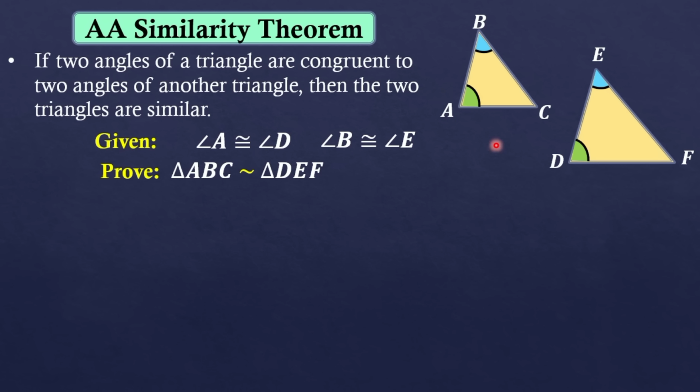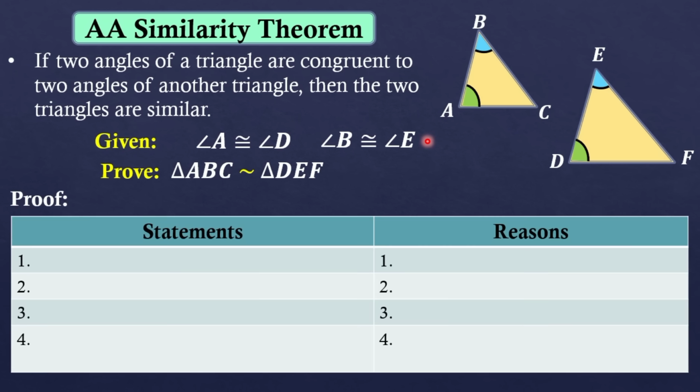So, ang given lang po natin is angle A is congruent to angle D and angle B is congruent to angle E. So, let's do the proof. So, when we are doing or giving a proof, so you must have the statements and the reasons. Okay? So, first, we have angle A is congruent to angle D and angle B is congruent to angle E since we are proving the AA Similarity Theorem. So, dapat may dalawang angles na given. So, the reason is given.